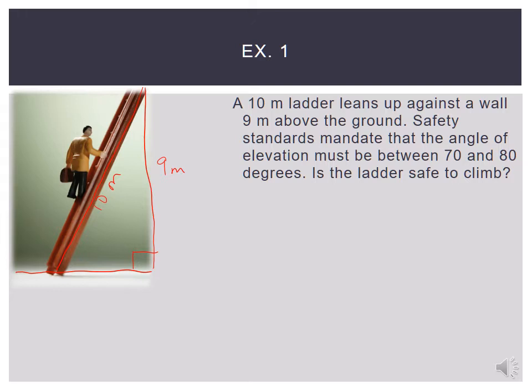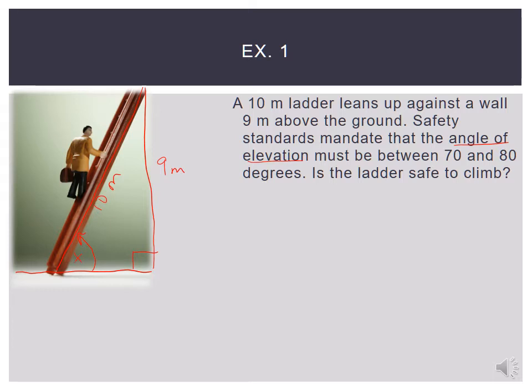Safety standards mandate that the angle of elevation must be between 70 and 80. Now we're going to use that information to actually answer the question, but the key there is angle of elevation. And you have to go back and remember that the angle of elevation always comes up off the ground. And the only angle we have coming up off the ground is this one. So up off the ground. I'm just going to call this X because that's the angle we're looking for.